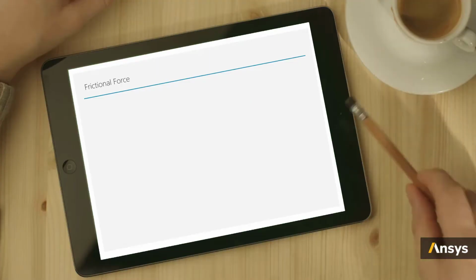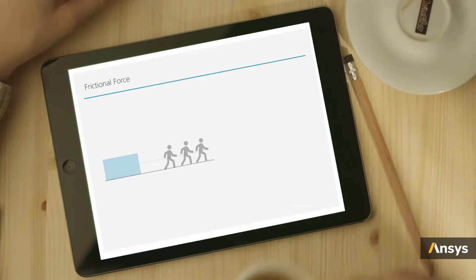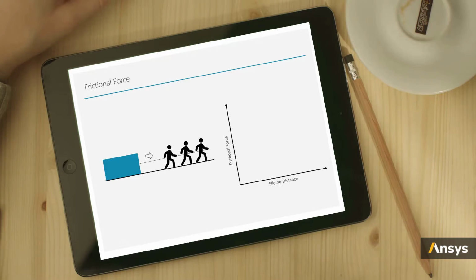Now let's imagine a group of workers who are trying to move a block from its starting place. When they start pulling it, the block may not start moving from the get-go. Instead, they continue to pull it harder until it begins to slide. Now let's look at the force displacement response of this system. Even though the workers were applying some force initially, there was no gross sliding, so the displacement is zero.